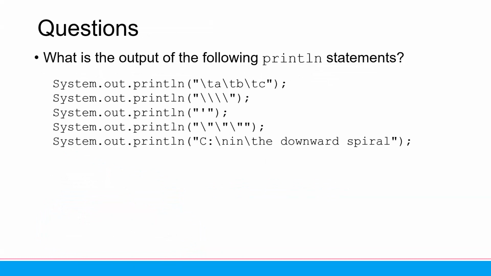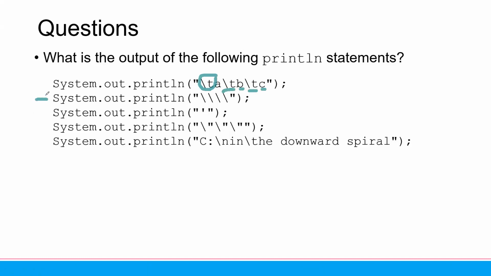Now, what is the output of the following println statement? This can be one of the questions in the review quiz. Let's say we have this backslash t. It means we have a tab, and then we print A, and then we have another tab, and then we print B, and then we have another tab, and we print C.